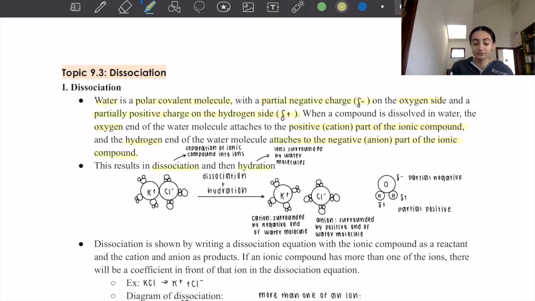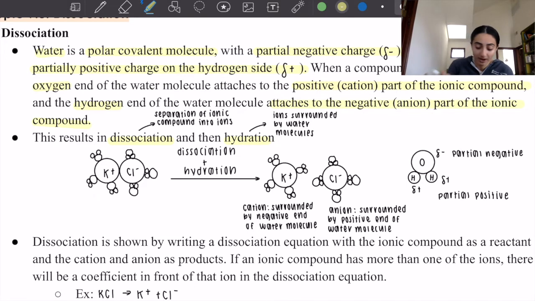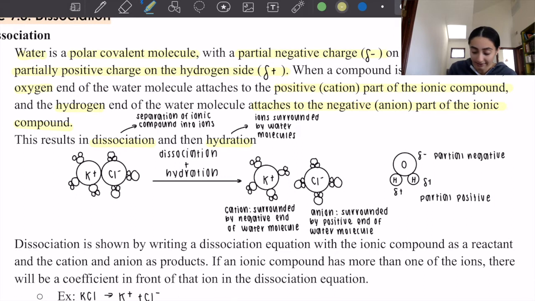So dissociation is when an ionic compound, like I mentioned, separates into ions, and hydration is when those ions are then surrounded by water molecules. So I have drawn a couple little diagrams here. So let's say we have potassium chloride and it dissociates. So we dissolve it in water. It will split into K plus and Cl minus, and the oxygen end of the water molecule will attach to the potassium plus ion, and the positive charge, or the hydrogen, of the water molecule will attach to the chlorine.